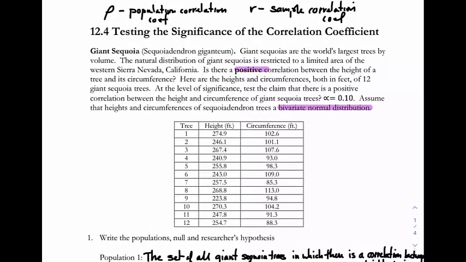So this problem is for 12.4. For section 12.4, testing the significance of a correlation coefficient.